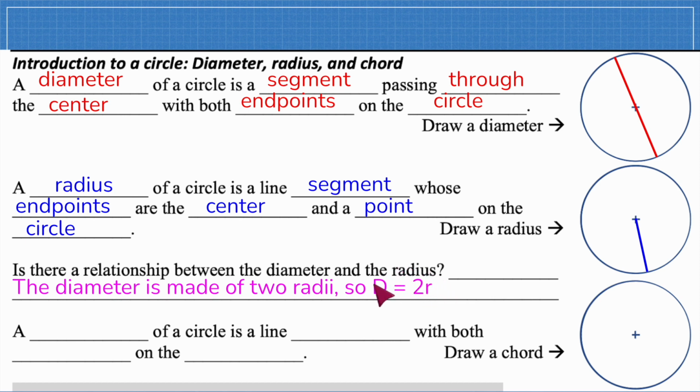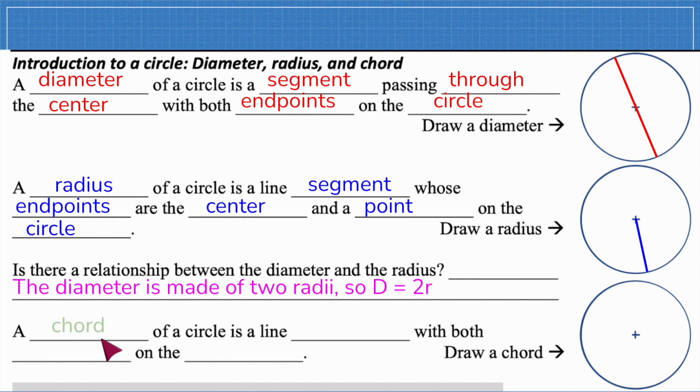In a problem, if we're given the diameter and we need the radius, we can simply divide by 2 to go down to radius. Or if we're given the radius and we need the diameter, I can multiply by 2. So I can go back and forth with these two because they have a relationship.